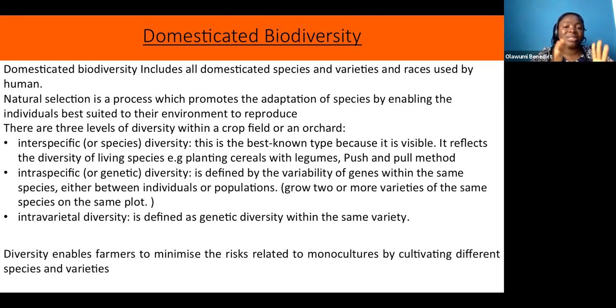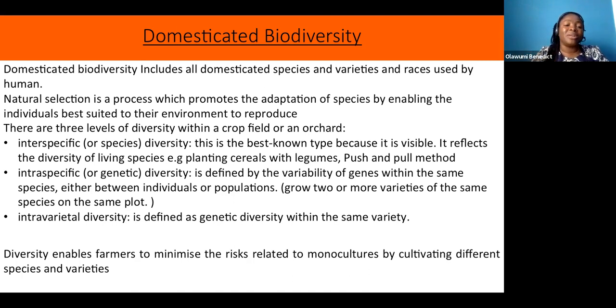And natural selection is a process which promotes the adaptation of species by enabling the individuals best suited to the environment. So when you talk of wild biodiversity, things are just happening naturally in there. They are reproducing on their own. They are not following any particular shape or order in the wild. But in domesticated biodiversity, everything is going to follow a certain order.